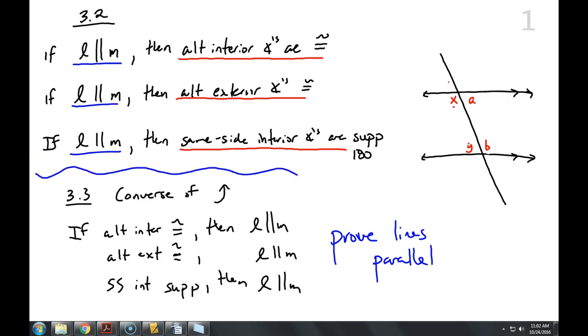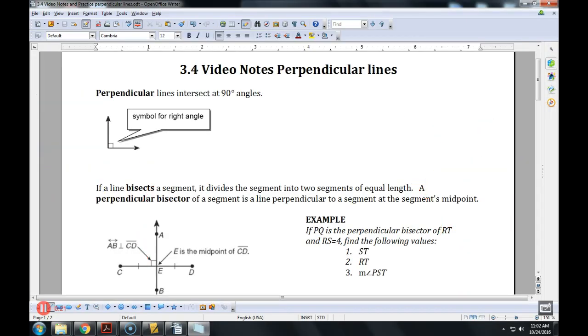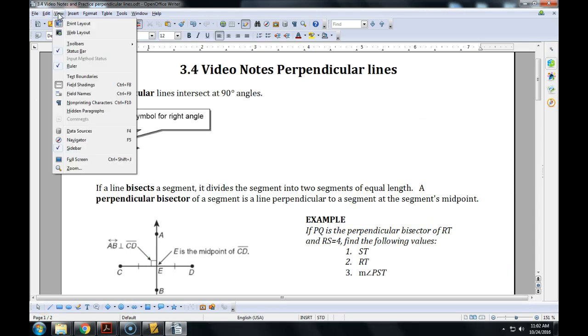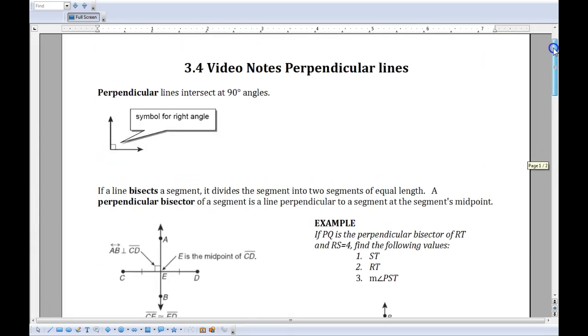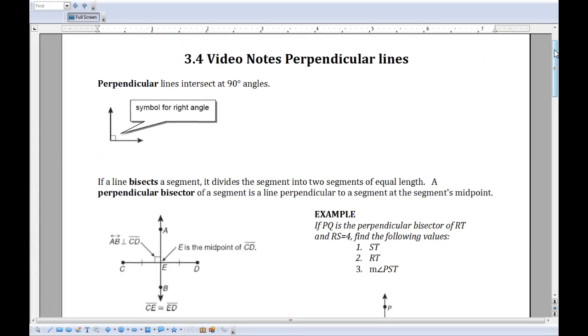But this is important because on problems where we have to prove lines parallel, we can use all those angle relationships to do that. All right, let's go ahead and jump into the actual 3.4 and start dealing with some perpendicular lines. I've talked a little bit about the symbols beforehand, but we'll formally introduce them right now. So perpendicular lines, the definition is they're lines that intersect at 90 degrees. We've been used to this little right angle here, so that's a symbol.